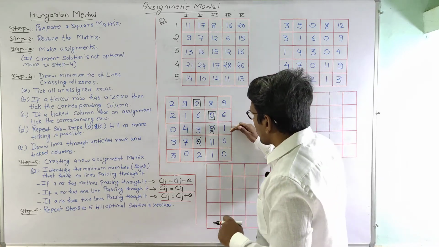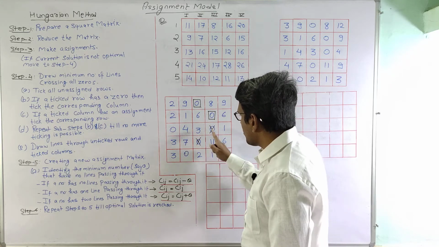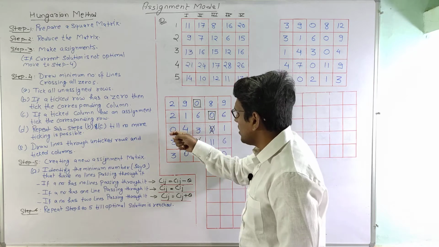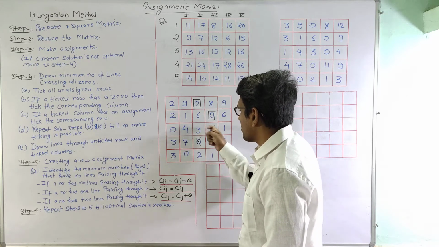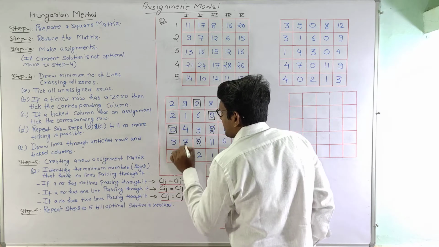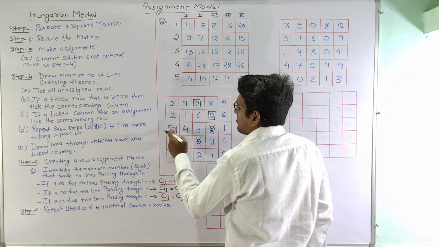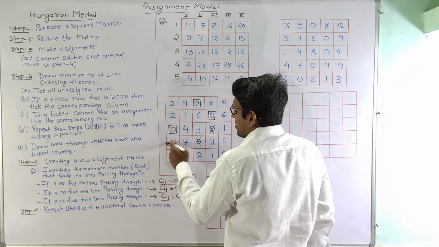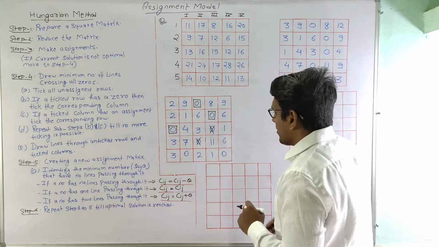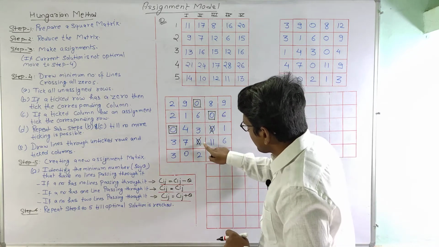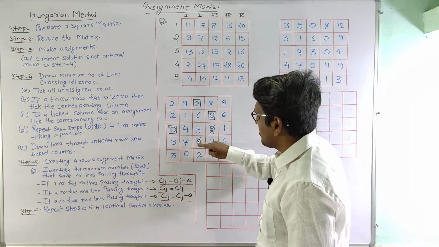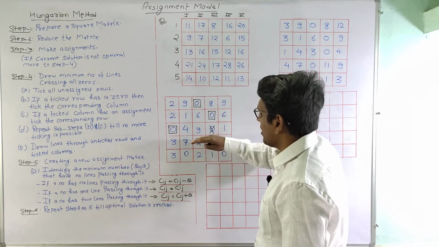Now moving on to row 3. In row 3 there are two zeros, but one 0 has already been crossed out. That means there is only one eligible 0 in row 3. So we can assign this 0. So we are assigning this 0 here. And once this is assigned, no more assignment can be done in this column and in this row. Now moving on to row 4. Row 4 has a single 0, but this 0 has been crossed out. That means this is ineligible for assignment.